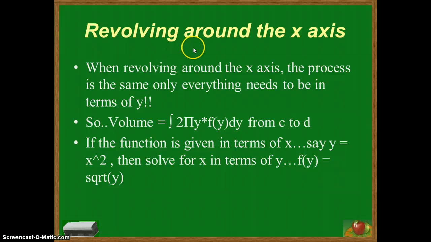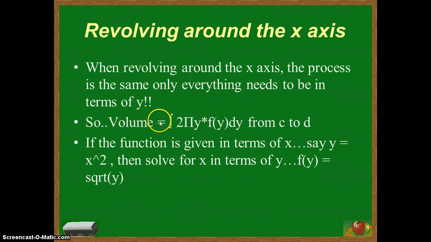Now we can also go around the x-axis. When we're revolving around the x-axis, the process is exactly the same, only everything needs to be in terms of y. So if you had an equation like y equals x squared, you need to solve it and make it x equals the square root of y.